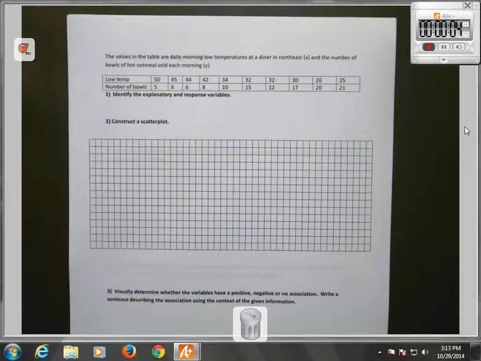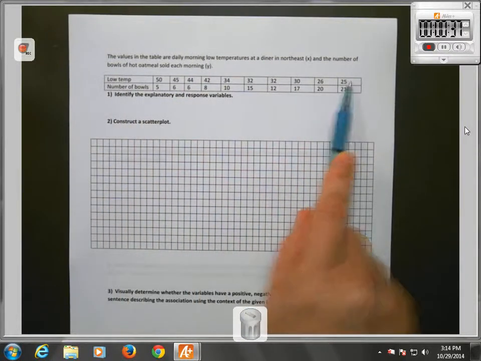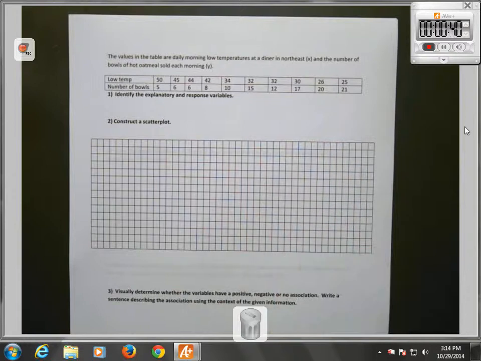Okay, so today we are going to see an example of the correlation and least squares regression line, steps 1 through 8. We have a data set here. The values in the table are the daily morning low temperatures at a diner in the Northeast and the number of bowls of hot oatmeal sold each morning. Notice that these are the low temperatures of the morning, and the diner recorded how many bowls of hot oatmeal they sold over a period of 10 days.